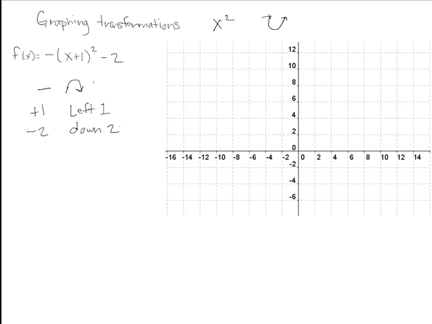It's usually easiest to start with our vertex and then plot some other points after that. So that's what I'm going to do. I'm going to move my vertex left 1 and down 2. So my increments on this graph are by 2. That means 1 is about right here. So I'm going to go left 1 and down 2 and make my point.